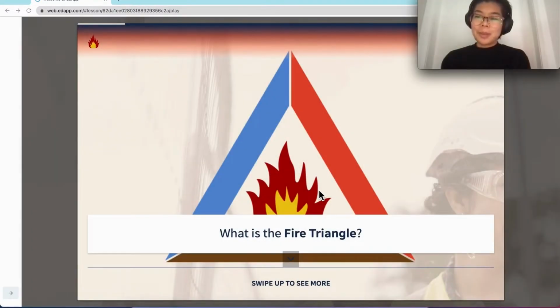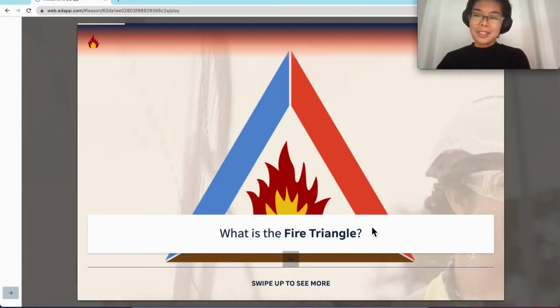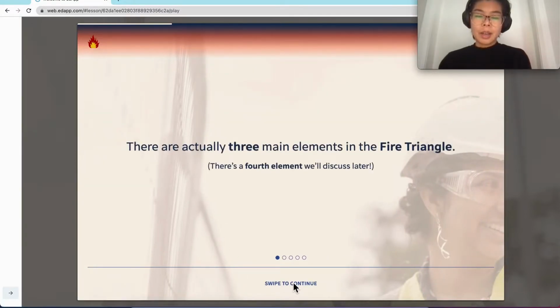In this lesson, we'll be taking a look at the fire triangle. What is the fire triangle? It's important to know how accidental fires happen before we can expect to prevent them. The fire triangle helps identify the three elements that, when mixed together, create fire. There are actually three main elements in the fire triangle. However, there's a fourth element that we'll discuss later.